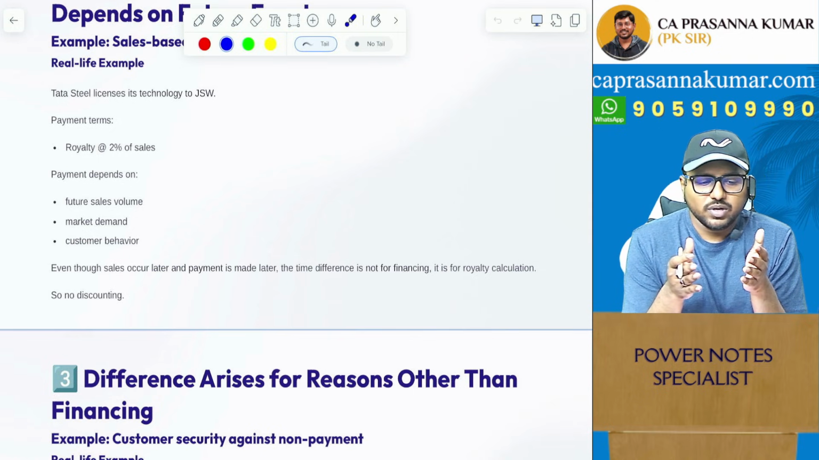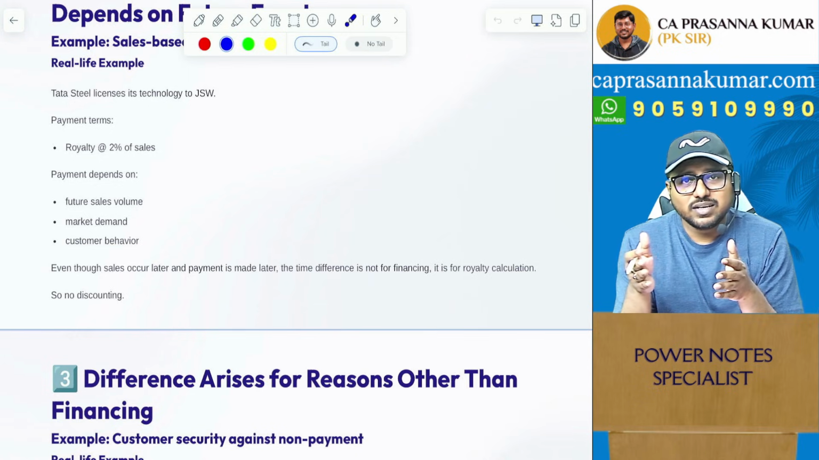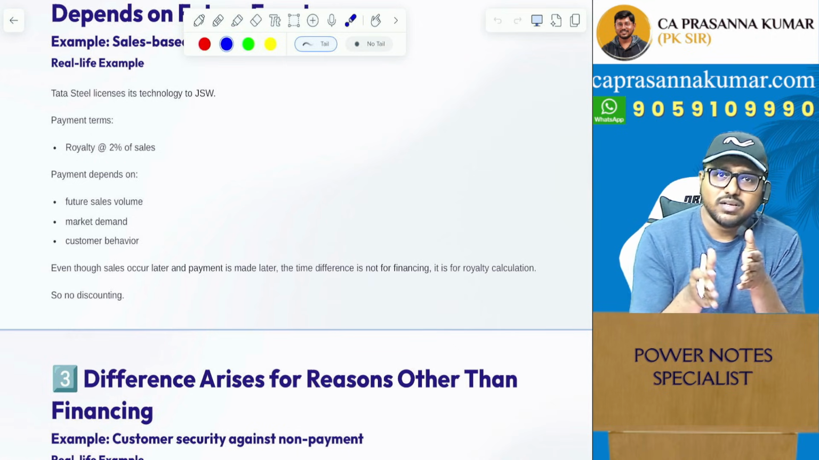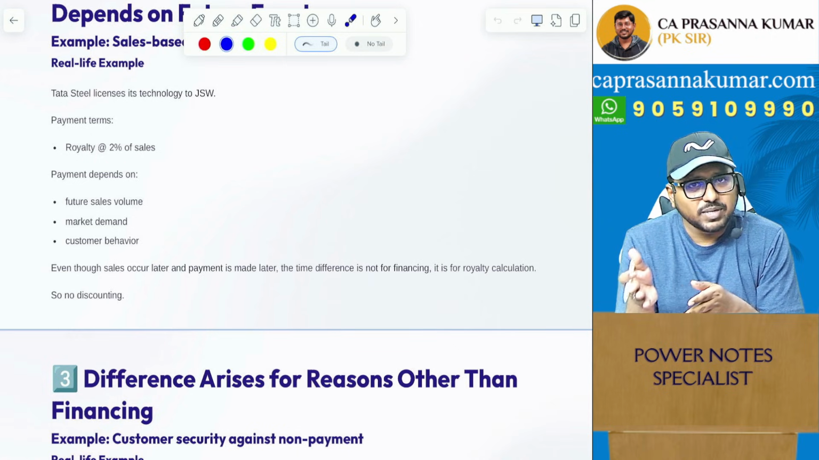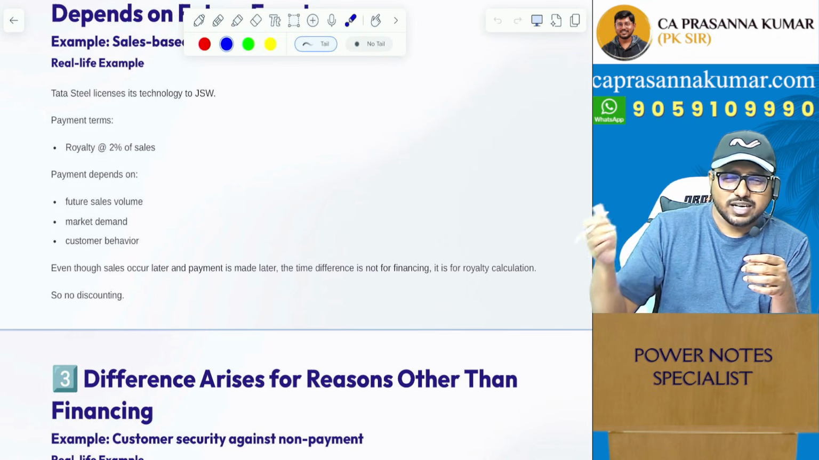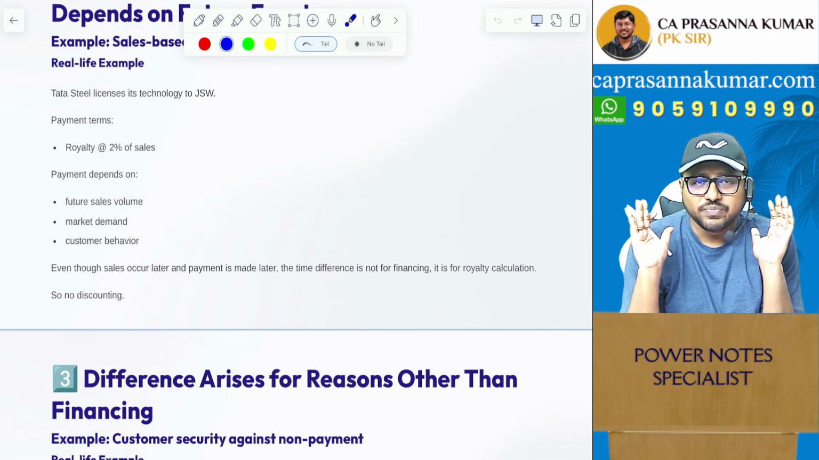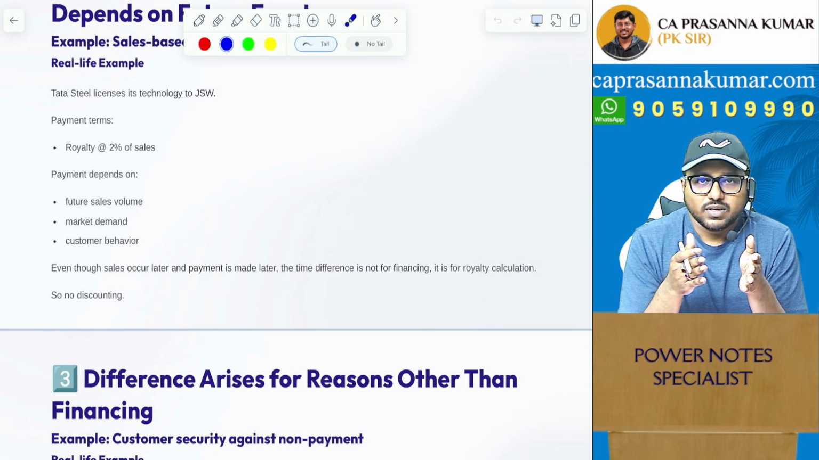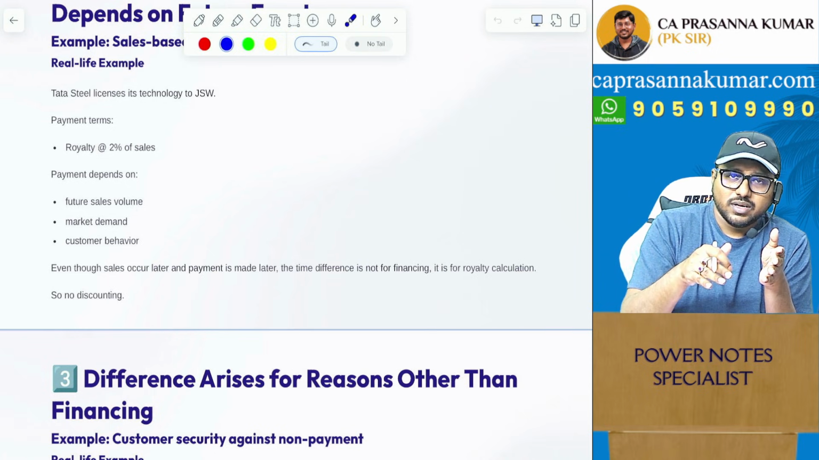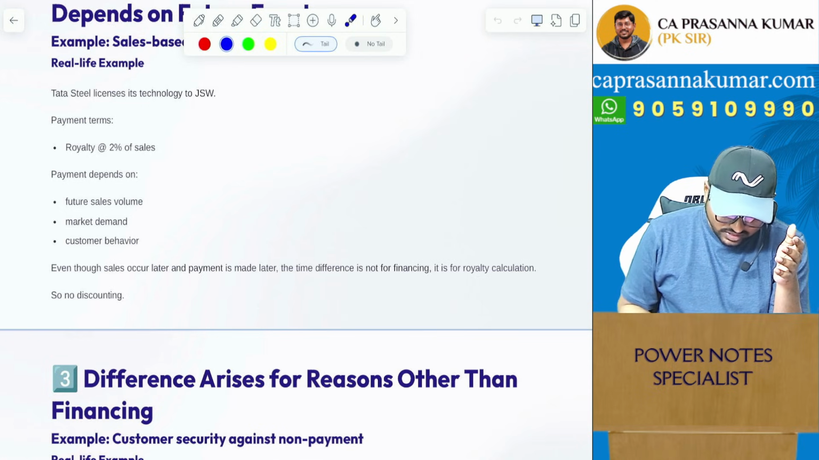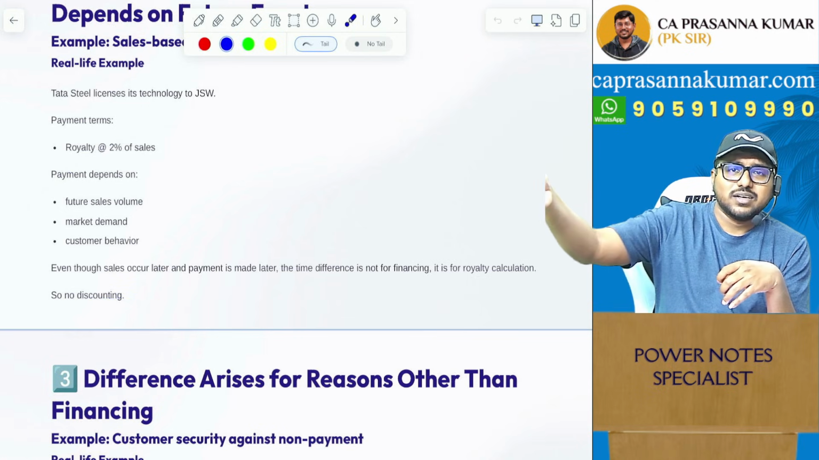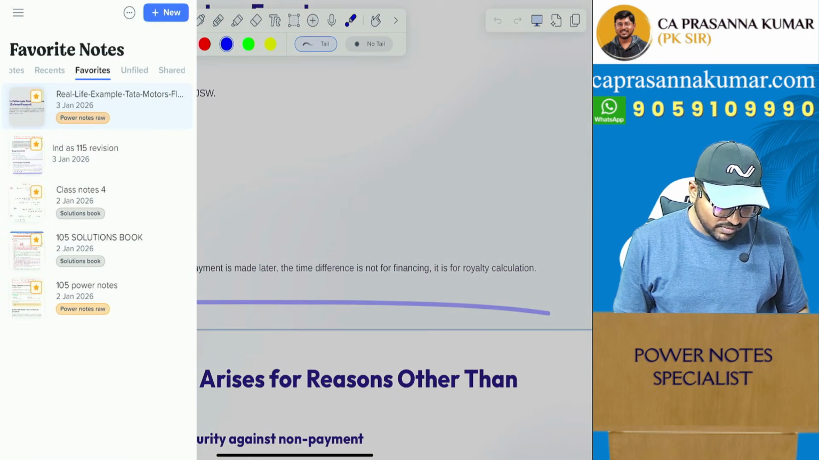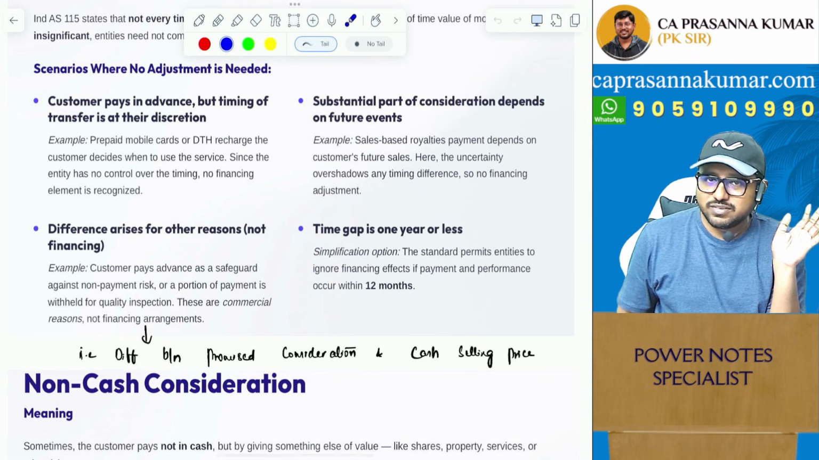When we talk about a customer paying late or paying early, it is not in the nature of the transaction. The customer can pay at the point of time when the transfer of control of goods or services is happening, which eventually leads to the performance obligation being satisfied and revenue recognition. There is a possibility of both happening at the same time, but they have personally chosen to delay it. Here that is not the case. The nature of the transaction is such that you have to wait till the sales happen. After that only you will get the 2% royalty. So the timing difference between the payment and the sales, you cannot call a significant financing component.